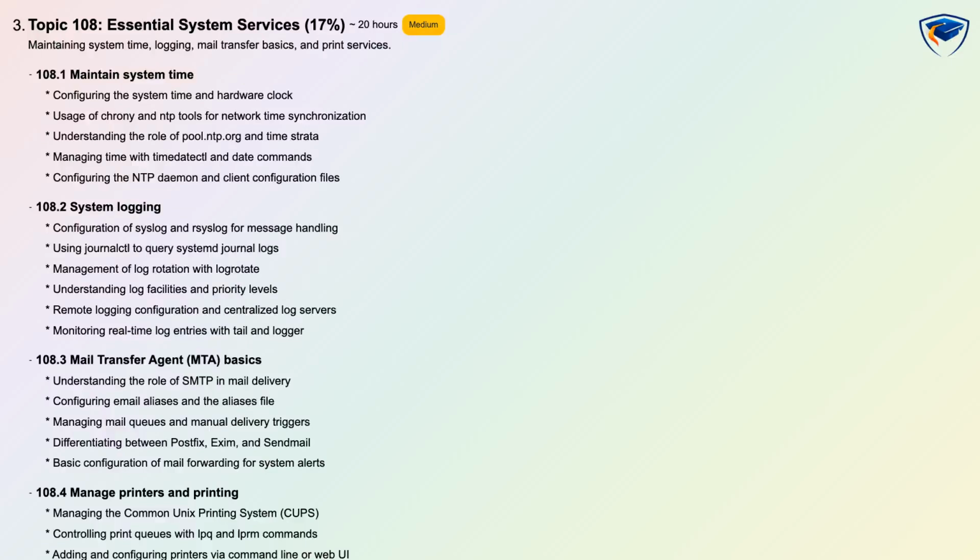Topic 108. Essential System Services is weighted 17%, rated medium, with an estimated 20 hours and a mix of hands-on and conceptual assessment. Study system time management using timedatectl, chrony or NTP and the hardware clock, and learn about NTP pools and strata for reliable synchronization.